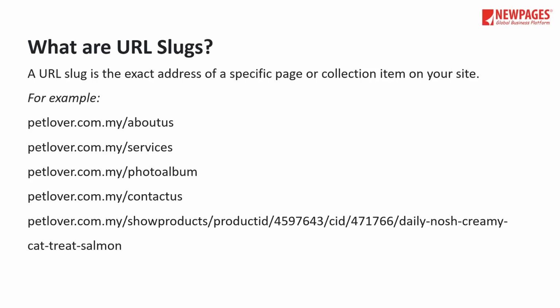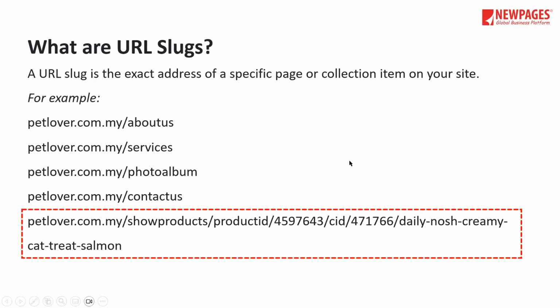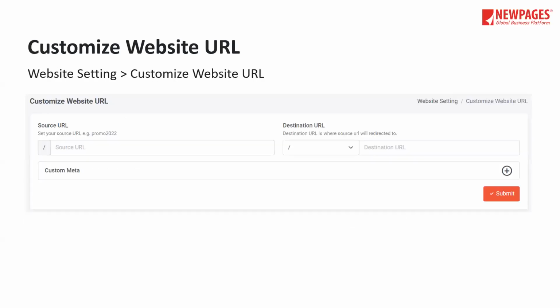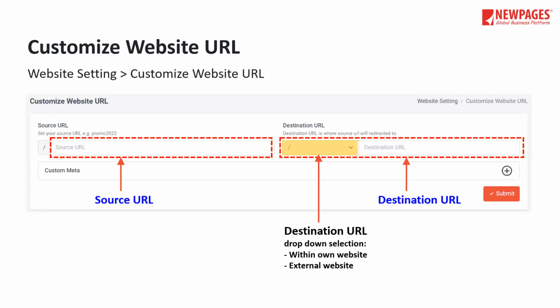But if you go to your product page, this is where you will see that your URL, in most cases, is very, very lengthy. And if you find that this is not what you want, you can actually make it better. You can improve it by shortening. And where do you do it? This is where you go to Web Setting. Under Customize Website URL, you'll be able to see there are two columns here. One is the source URL, the other one is the destination URL. I'm going to explain a little bit more on that.